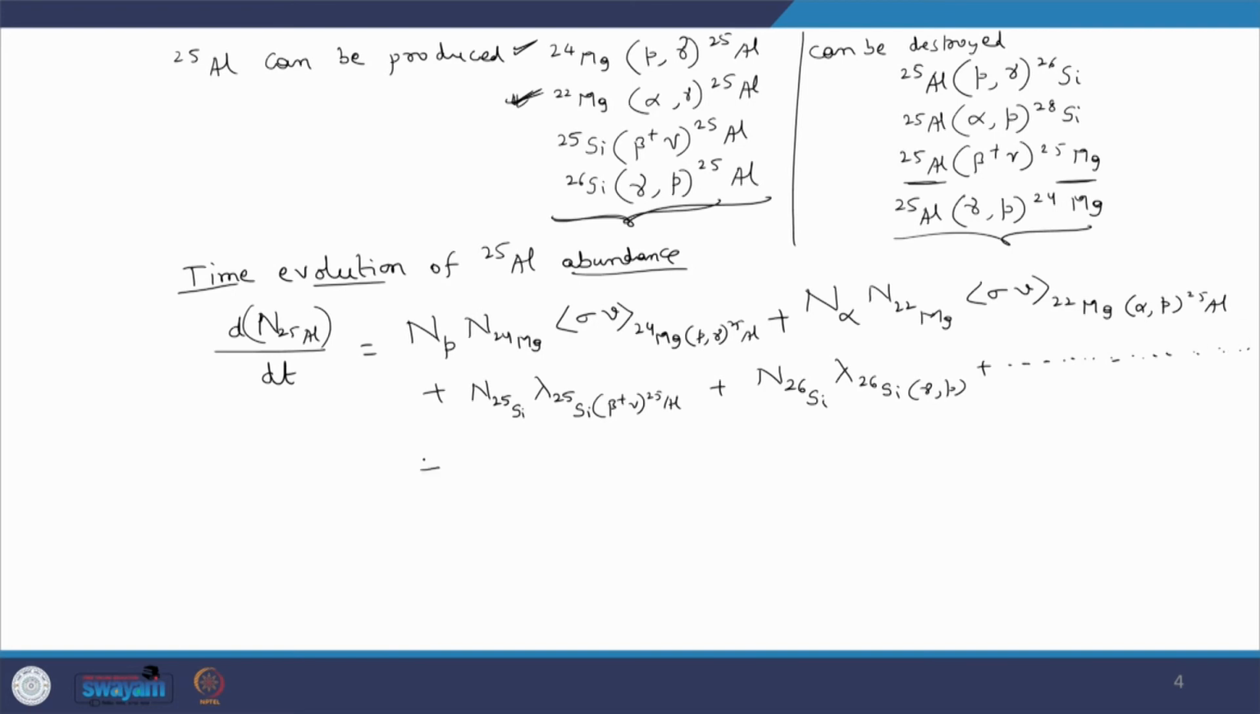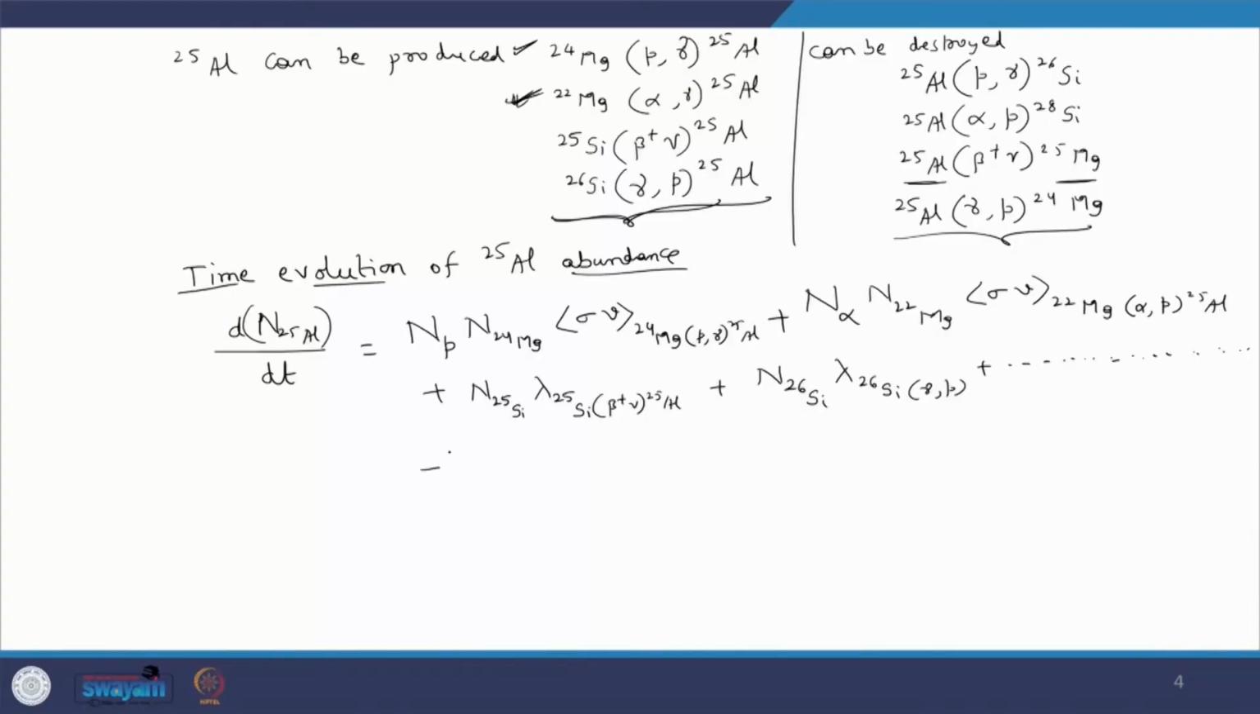Now, we are talking about the time dependent abundance evolution of aluminum 25. So, this is not a complete expression. I have written the possible ways for producing aluminum 25, but the moment they are produced, they are also undergoing destruction via these 4 processes which I have written earlier. So, those things also should be included in the expression of abundance evolution of aluminum 25. So, how to write down?